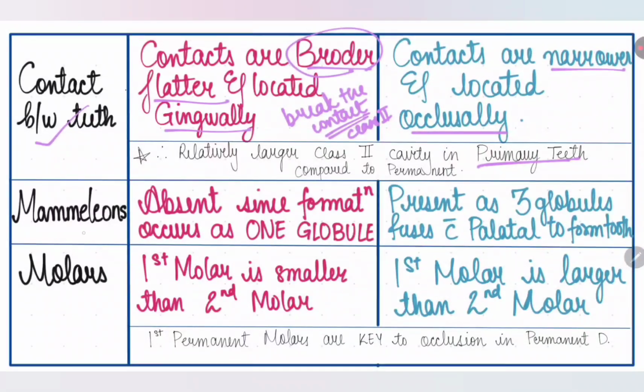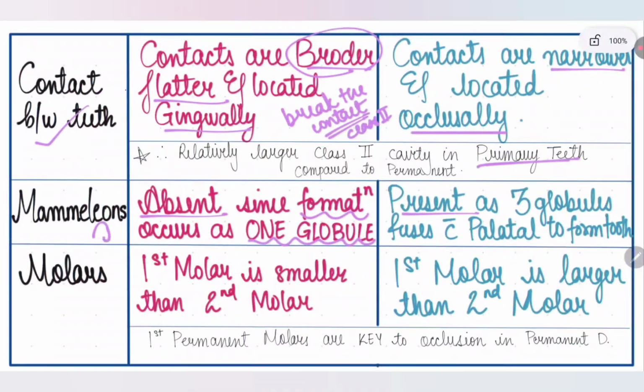Talking about the mammelons: mammelons are absent in primary teeth and present in permanent teeth. Why are they absent? Because the formation occurs from a single globule. If you don't know what mammelons are, they are rounded protuberances seen on the incisal surface of the anterior teeth. They are absent in primary teeth and present in permanent teeth.